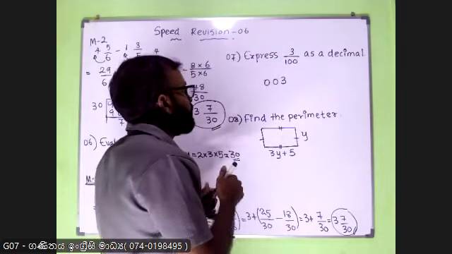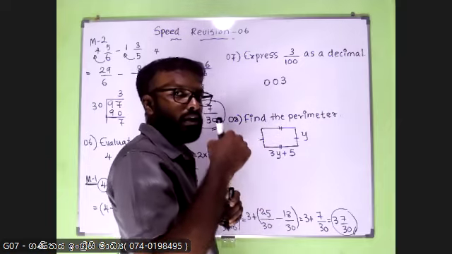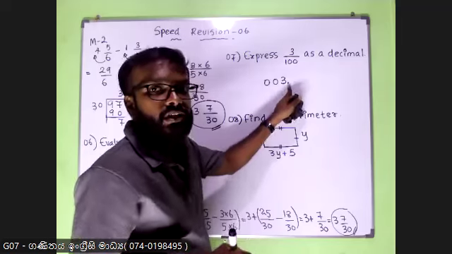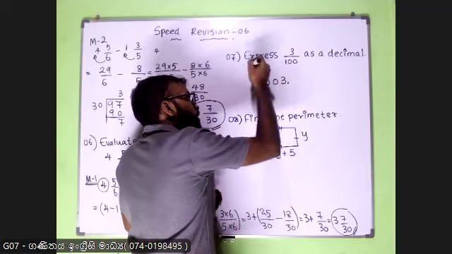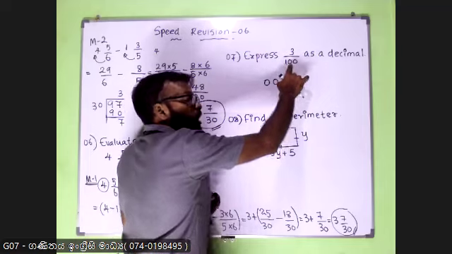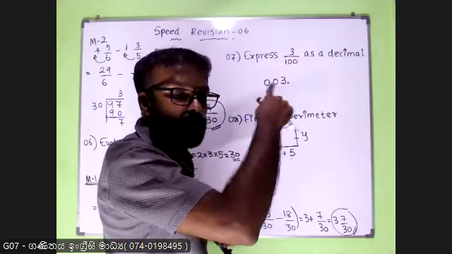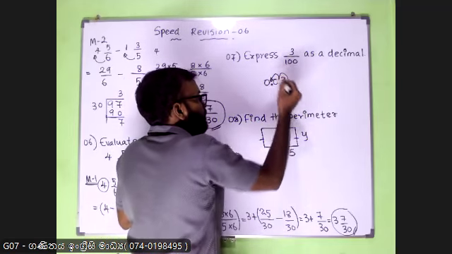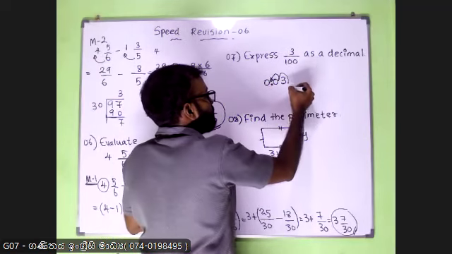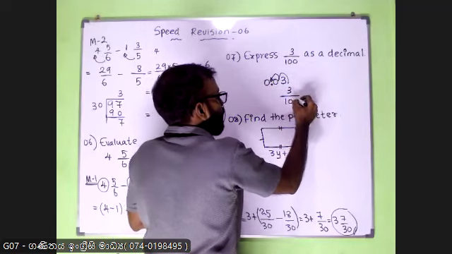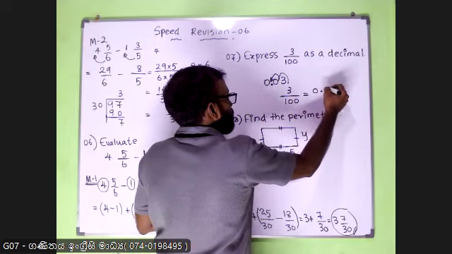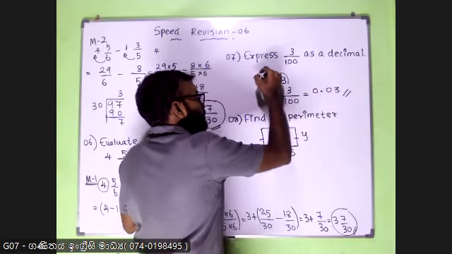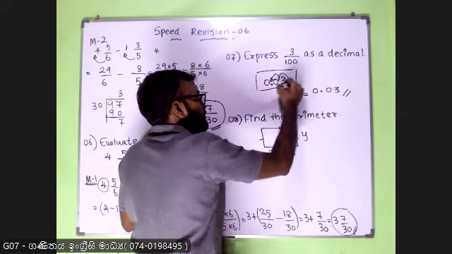So how many zeros are there for 100? 2 zeros. So originally, at the beginning, you have your decimal point at the end of the number 3. So you have to jump to your left hand side. How many times? 2 zeros. That means 2 times you have to jump to your left hand side. 1, 2. So your answer is 3 upon 100 equals 0.03. This should be your answer. This is rough work.